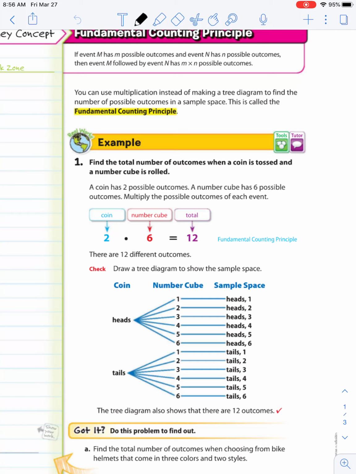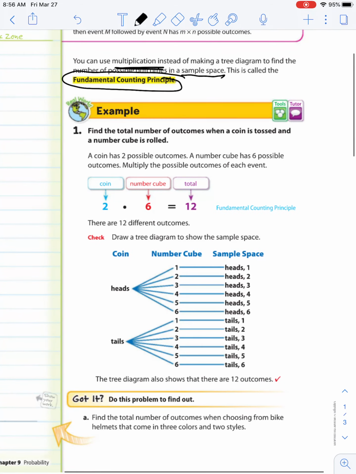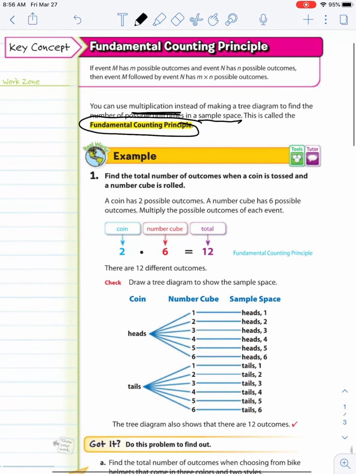So in our previous lesson, you had to be able to find the number of possible outcomes in the sample space. And you did this by making a list, a table, or a tree diagram. But there's a faster and easier way to do this, and this is called the fundamental counting principle. And to do this, all you need to do is use multiplication, so it'll be much faster. So I'm going to walk through the examples that are shown, and these are the same things that are in your book, and then we'll work through the got it problems together.